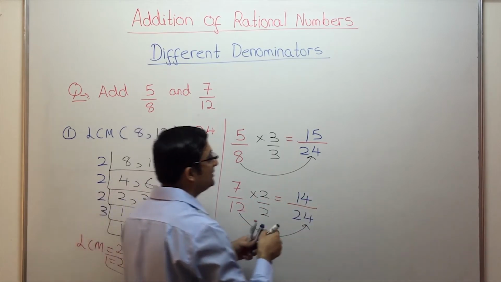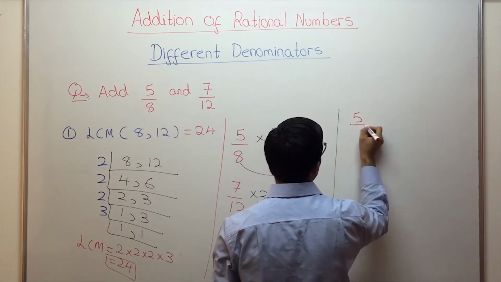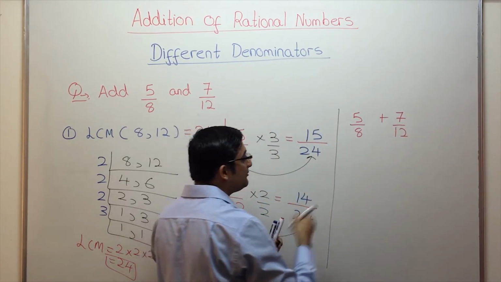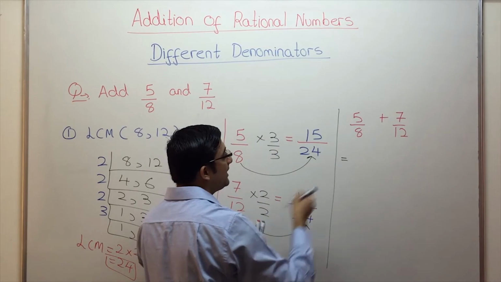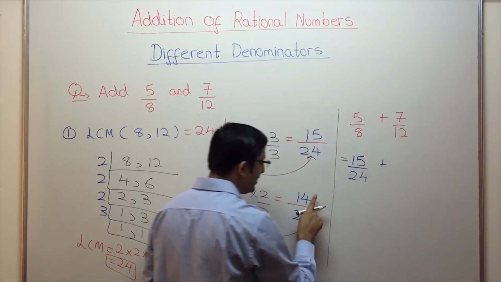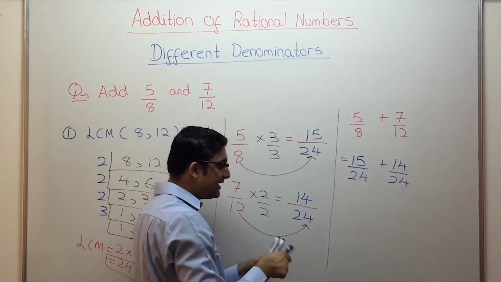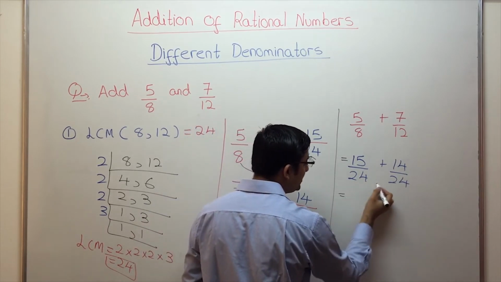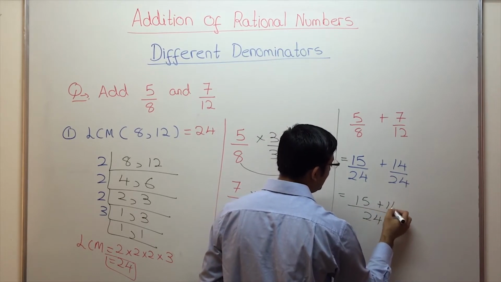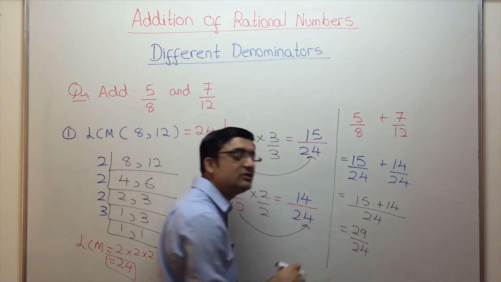So now moving on to the final step. Copy the question, that is 5 by 8 plus 7 by 12. This over here is our question. So replace them by their equivalent rational numbers. So see, what is 5 by 8? It is 15 by 24. Plus what is 7 by 12? 14 by 24. So now that we have the same denominator, we can easily add them. So how do we add rational numbers with the same denominator? Denominator remains the same. Add the numerator, 15 plus 14. 15 plus 14 is 29. So 29 by 24. So this over here is the answer we're getting.